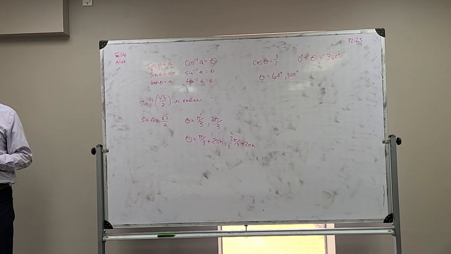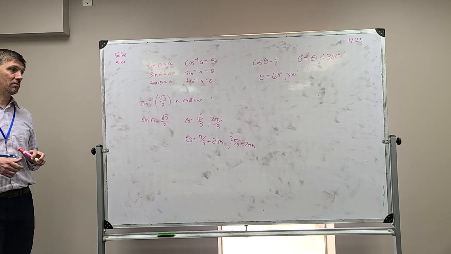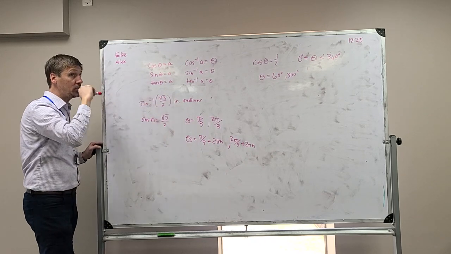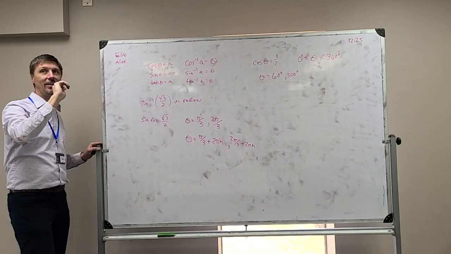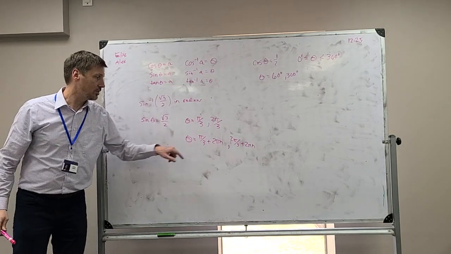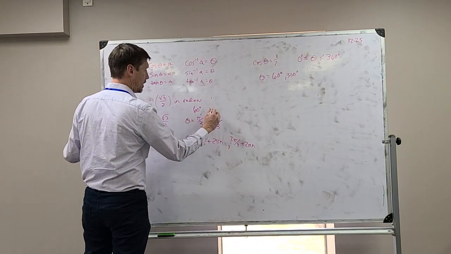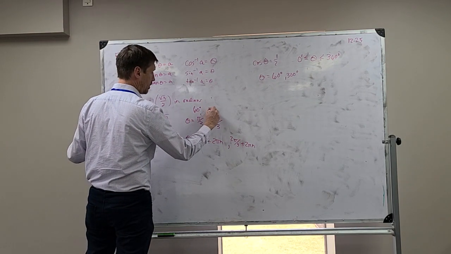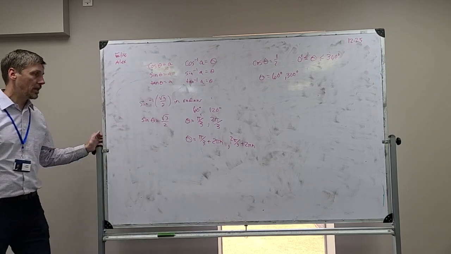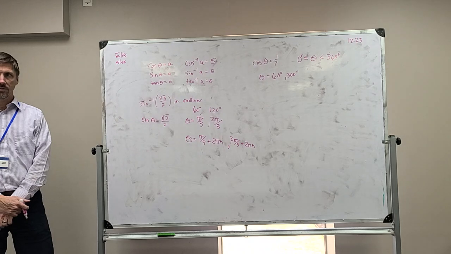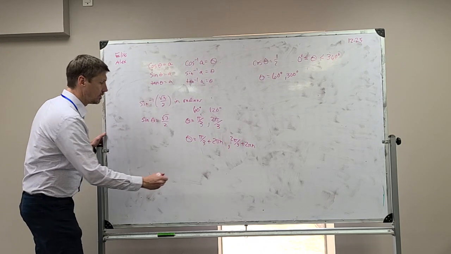2 pi is equal to what in degrees? 2 pi is all the way around the circle, so 360. So how would this change if I was giving it to you in degrees? This one would be 60 degrees, and this one would be 120 degrees. So how would my answer change if it was in degrees? Instead of 2 pi, it would be 360.